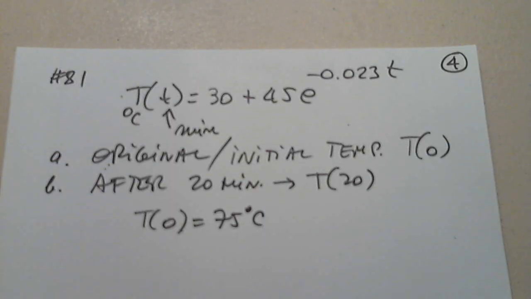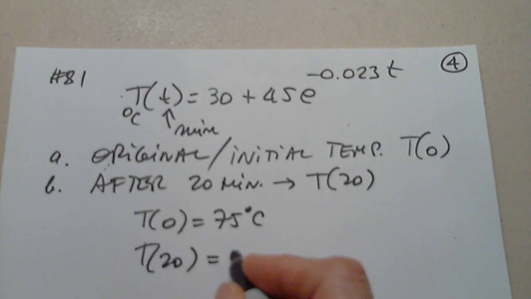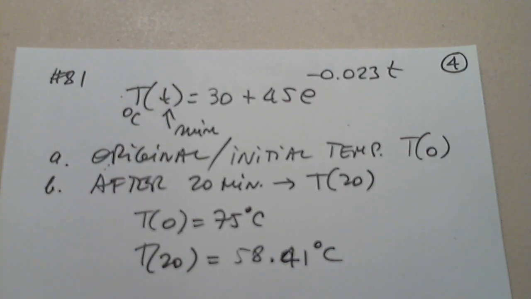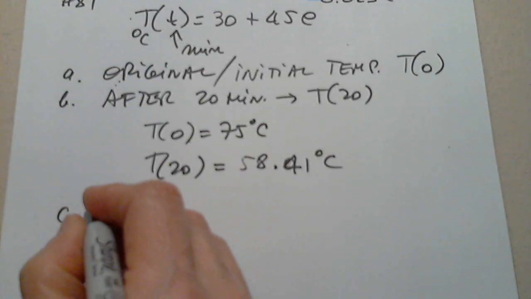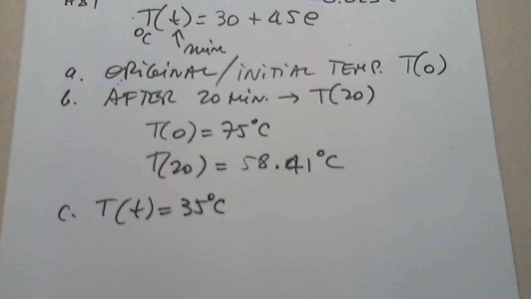Remember, the measurement unit is extremely important. And T of 20, of course, the temperature decreases, is 58.041 degrees Celsius. Good. So now we have that. So let's move on and see what else they want. When will the coffee's temperature be 35? So the temperature is 35 degrees. But they're asking us when.